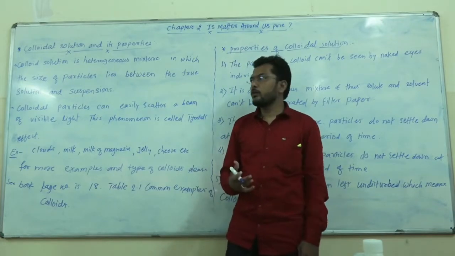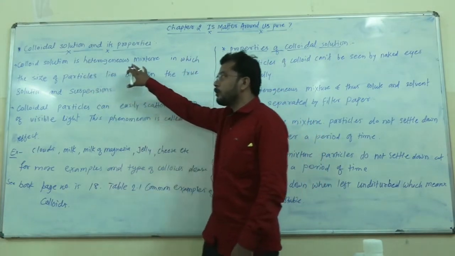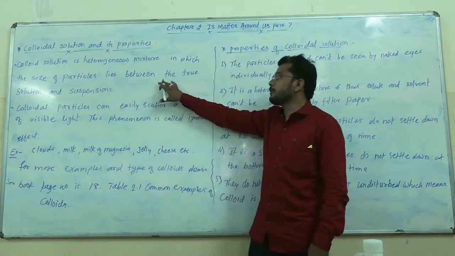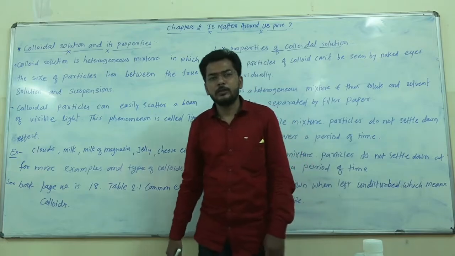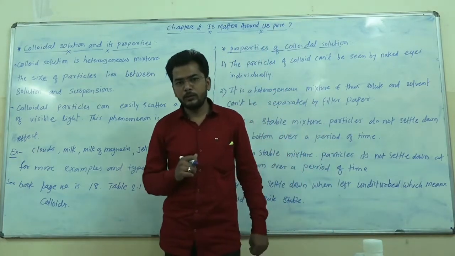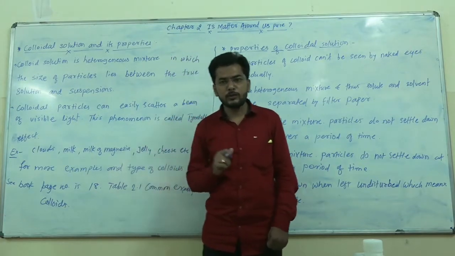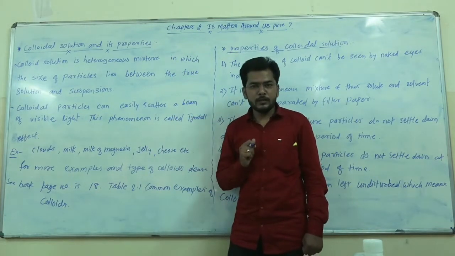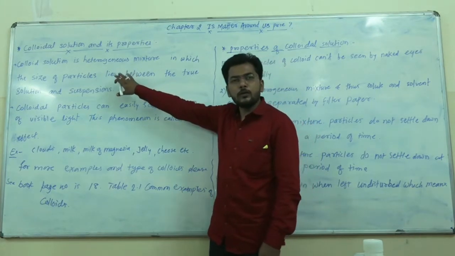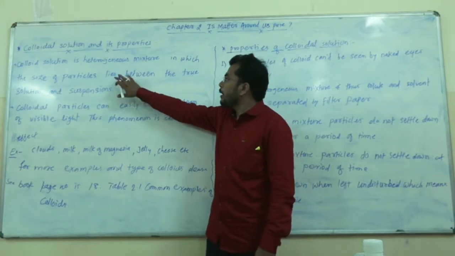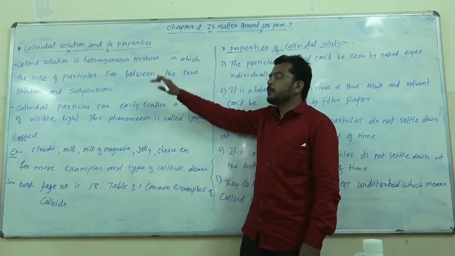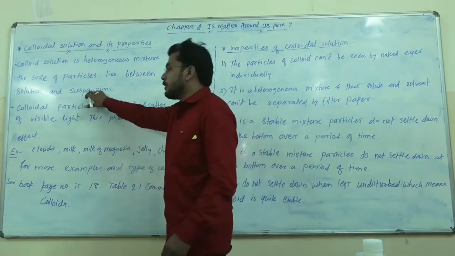So, what is colloidal solution? Colloidal solution is a heterogeneous mixture in which the size of the particles lies between the true solution and suspension. It means that colloidal is a heterogeneous solution. We know that true solution is a homogeneous solution. After that we saw suspension, which is a heterogeneous solution, and now this colloidal is also a heterogeneous solution.